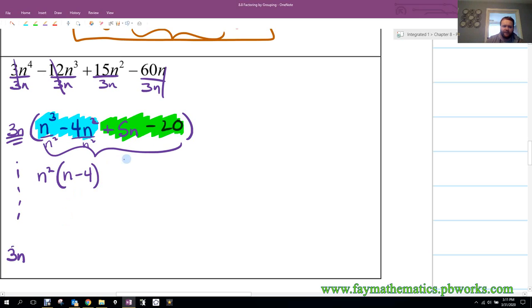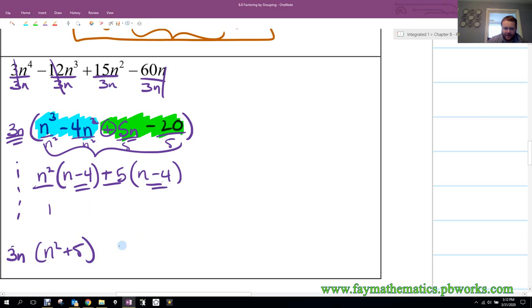Look at the green. They both have a positive 5 in them. Take 5n divided by 5 gives you n. Negative 20 divided by 5 gives you negative 4. So now we're going to take this stuff on the outside. That becomes a factor, so n squared plus 5. And then this is our second factor. Okay. Now if we look at this, we want to make sure, do we have any difference of squares like the last example? And we don't. This does not factor any further. Something like a squared plus b squared does not factor any further.